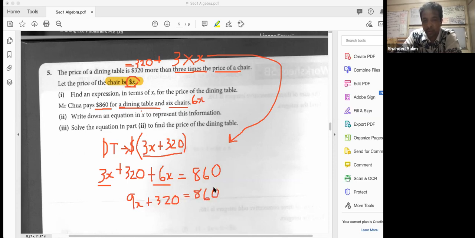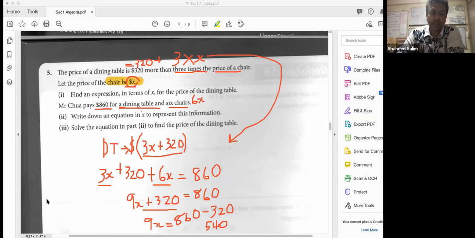And then we solve it now. Plus 320, we bring over the other side again. 9x equals to 860 minus 320. So what is 9x equals to? This is equals to 540. 9x equals to 540. So x equals to 540 divided by 9. You get 60. X is 60. Well done. X is 60.